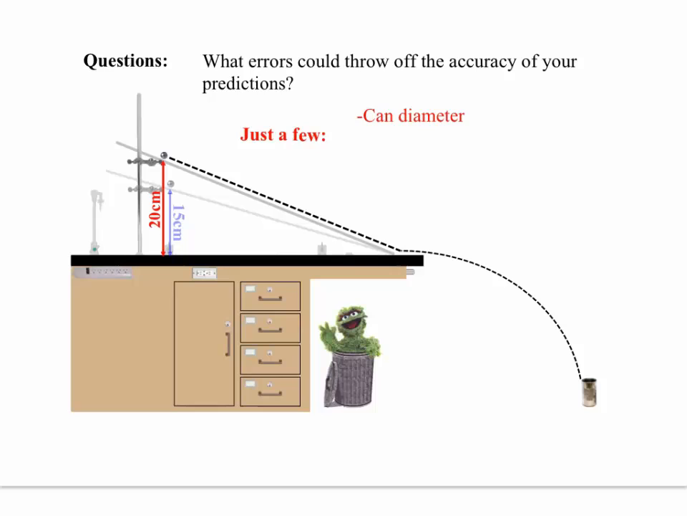Another error involving the can was success or failure of a trial was determined by whether or not the ball went into the can. But the ball diameter was much smaller than the can diameter, so there was actually some built-in margin for error for your trials.